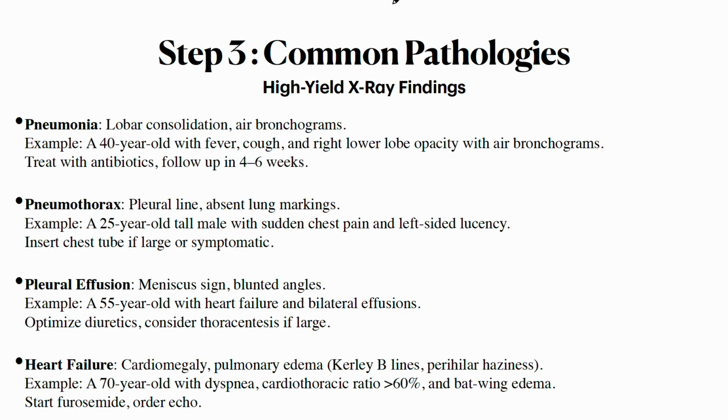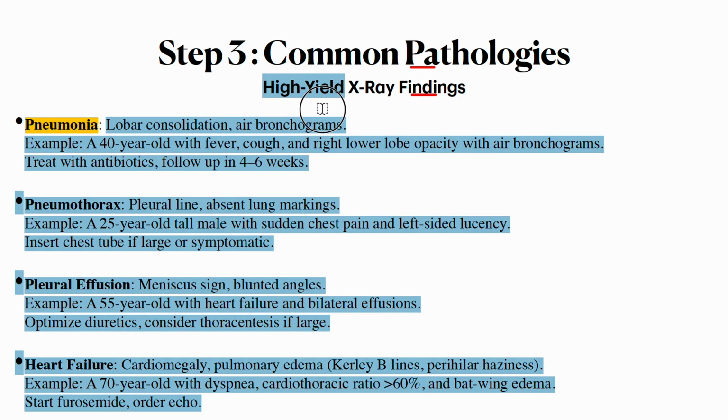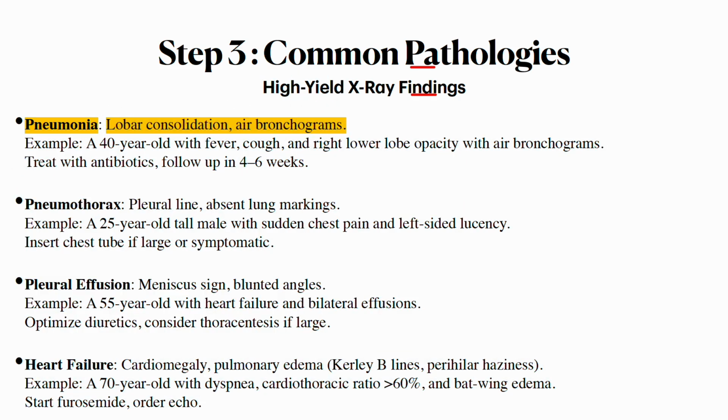Now in part 3, we do the common pathologies and high-yield X-ray findings. Okay, so this is for you, like in USMLE. In pneumonia cases, you can see lobar consolidation and air bronchograms. An example case is a 40-year-old male or female with fever, cough, and right lower lobe opacity with air bronchograms. We have to treat with antibiotics and follow up in 4 to 6 weeks. And in pneumothorax, there is a pleural line and absent lung markings. A 25-year-old tall male with sudden chest pain and left-sided lucency. Insert a chest tube if large or symptomatic, right?